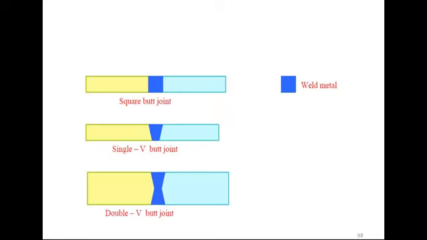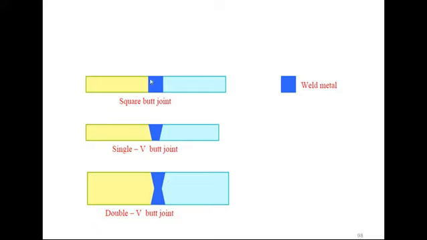Now we are going to see the various types of joints we have shown here. This is a square butt joint, and this is a weld metal. So any kind of weld metal we are going to use for joining two parts. It can be nickel also, it can be filler metal, it can be any one. As per the requirement, we are using the filler metal. So nickel also we are sometimes using as a filler metal.